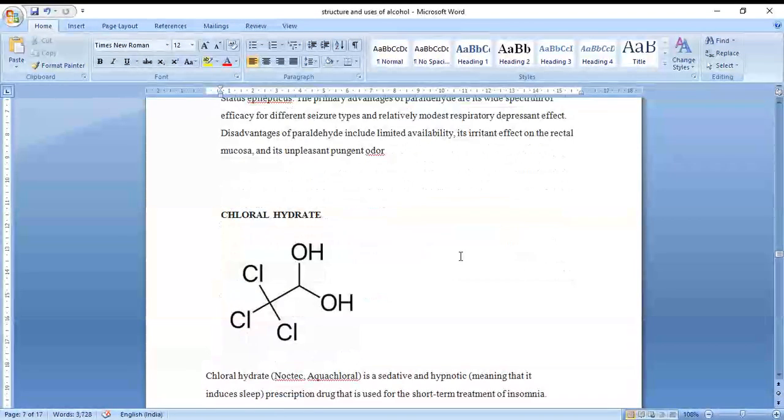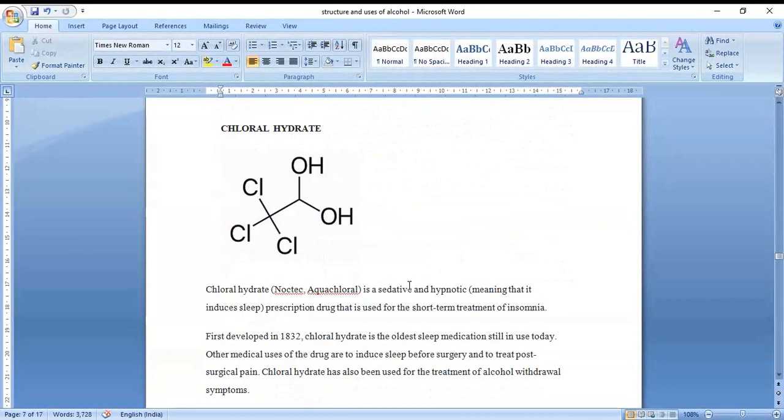Our next one is chloral hydrate. This is the structure of chloral hydrate. It has one carbon attached to two OH groups, and another carbon attached to three chloride groups. In the IUPAC name you can call it 1,1 dihydroxy 2,2,2 trichloroethane. I think you people got the right name for this compound.